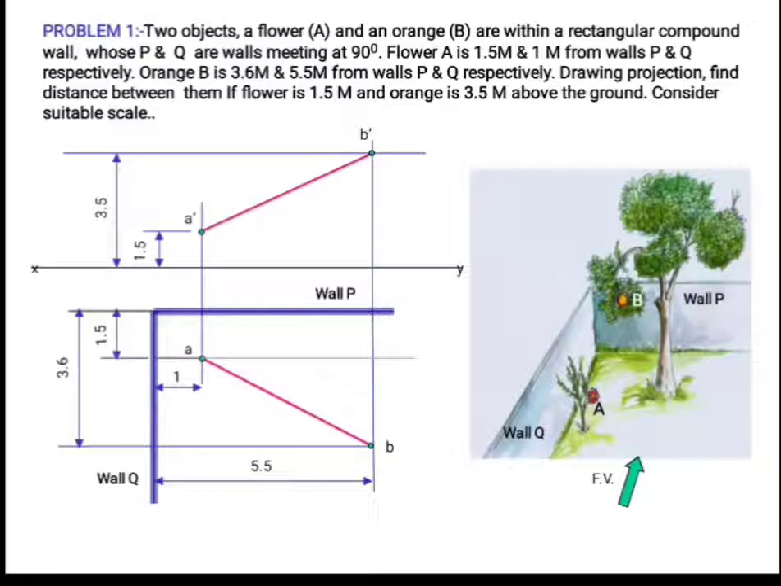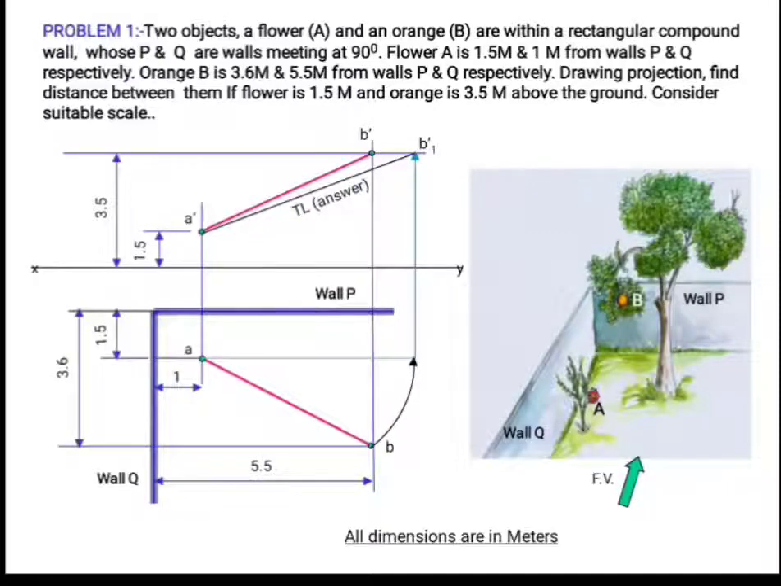Here we are asked to find out the distance between them, that is the distance between flower and orange. That is, we have to solve for the true length. For getting the true length, I am rotating the plan and making that one horizontal, and projecting it upward and meeting the locus line of B dash. Now this intersecting point is B1 dash, and now I am joining A dash B1 dash. That will be the true length, which is the required answer in this problem.